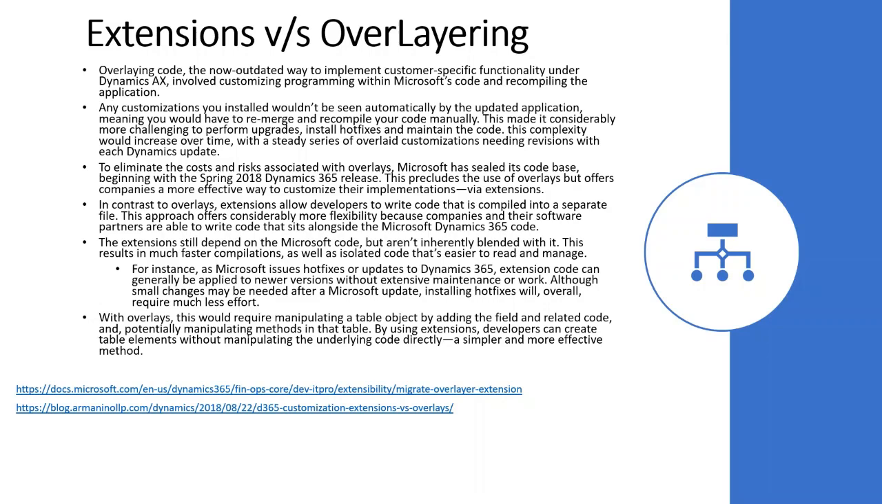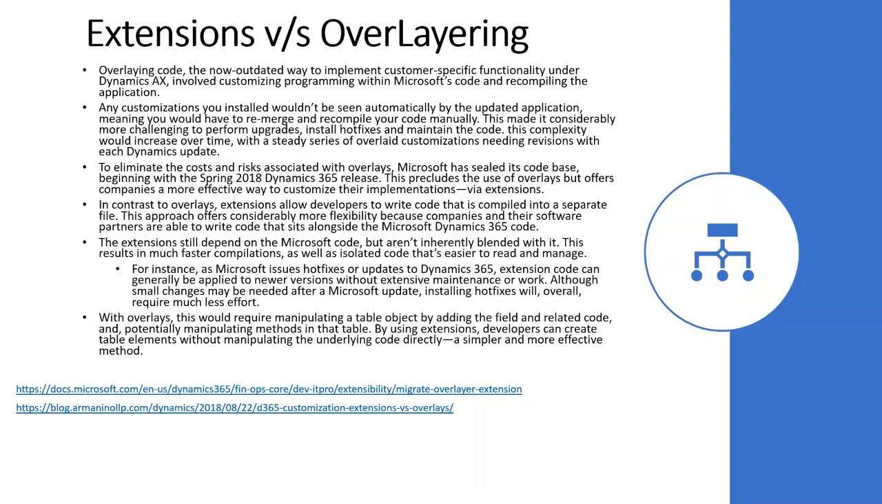For instance, let me explain. Microsoft issues a hotfix or update to D365. Extension code can be applied to the newer version without extensive maintenance work. No need of code merge, because all your extensions will be in a model which is separate to the Microsoft update.